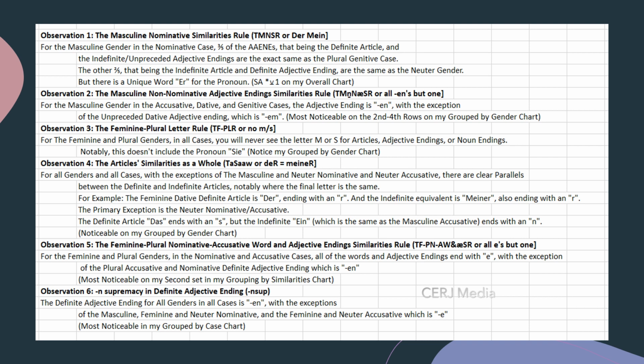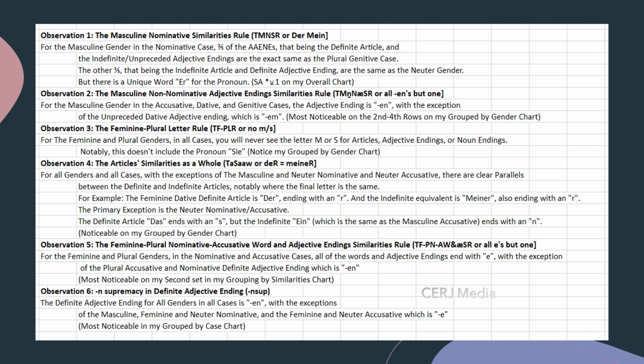Observation 2, the masculine nominative adjective similarities rule. This is all ENs plus 1 for the masculine gender. In the accusative, dative, and genitive cases, the adjective ending is EN, with the exception of the unpreceded dative adjective ending, which is EM, most notable in the 2nd through 4th rows of my group by gender chart. So basically what it's saying here is that if it's not the masculine nominative, more than likely it's going to end with EN in all instances except one, which is the masculine dative, which is EM, which we've already shown.